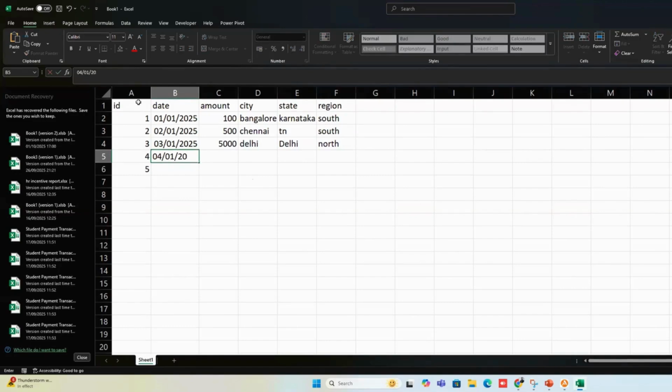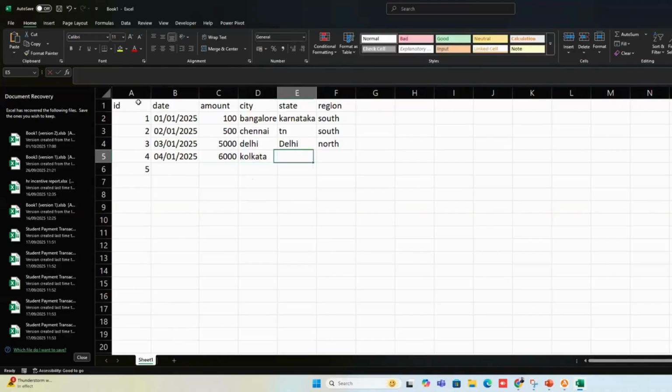04, 01, 2025. 6,000. And then I say Lucknow. Kolkata and WB, West Bengal. East, sir. Zone east. Okay. All right.